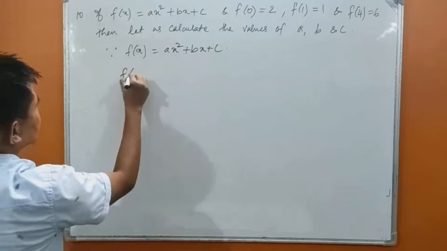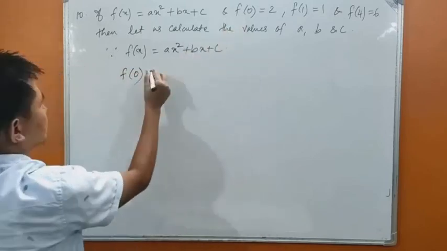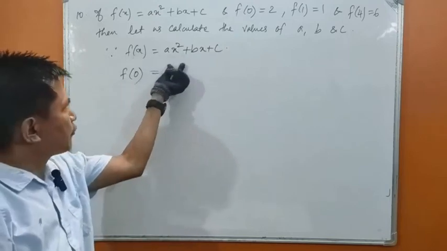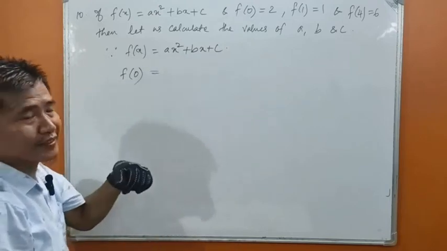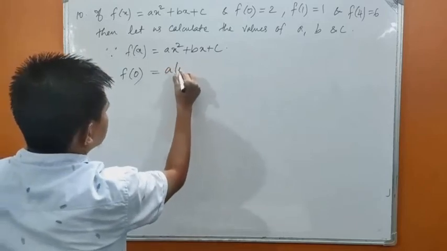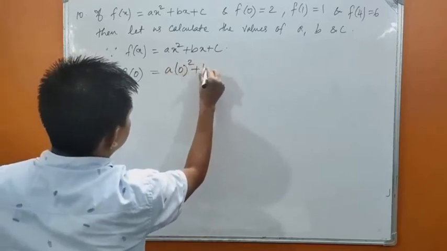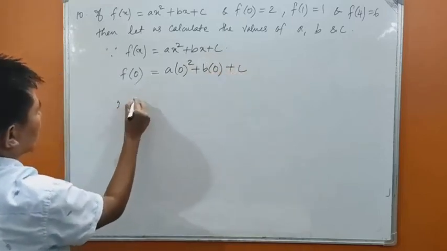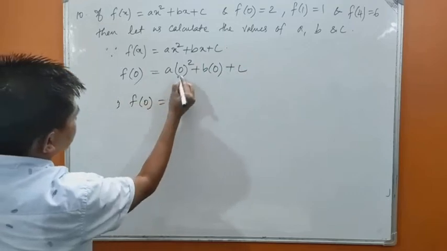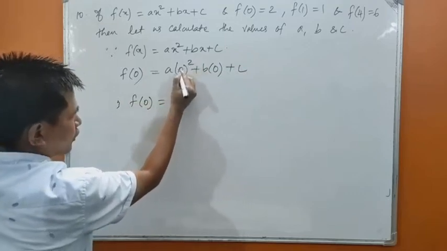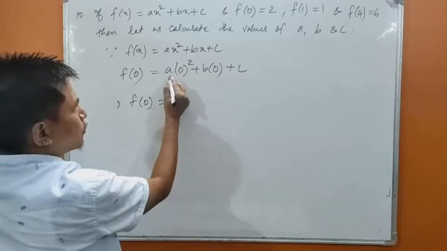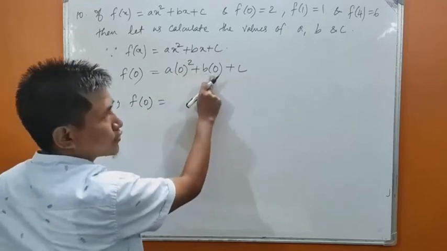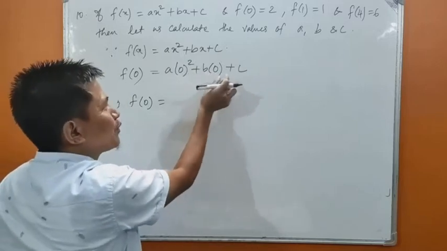Now, let us find f(0). Since f(x) is this, f(0) means wherever we see x, we put 0, isn't it? So a times 0 squared plus b times 0 plus c, okay? Or f(0) equals, 0 squared means 0, 0 into a means 0, isn't it? So we have 0 here, b into 0 means 0. So 0 plus 0 is 0, isn't it? So that 0 plus c means c.